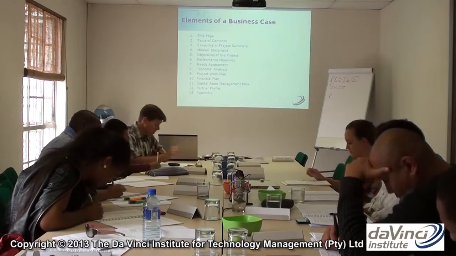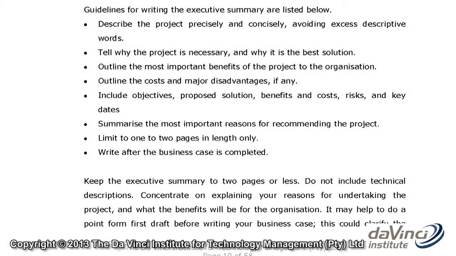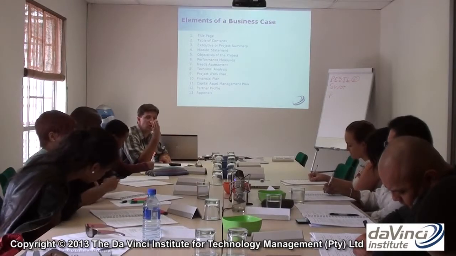Right, can I ask Sydney, why don't you read the next one, the guidelines? Okay, guidelines for writing the executive summary are listed below. Describe the project precisely and concisely, avoid excessive descriptive words. Tell why the project is necessary and why it is the best solution. Outline the most important benefits of the project to the organization. Outline the costs and major disadvantages, if any. Right, that's an important one. So you're telling your audience, this is the proposal, but there are disadvantages and these are the disadvantages.